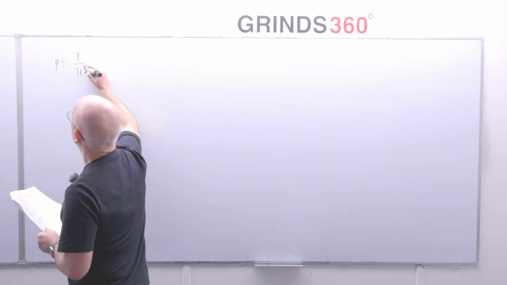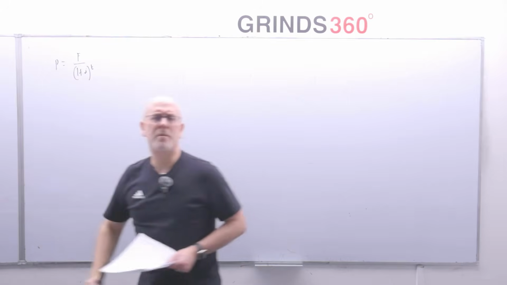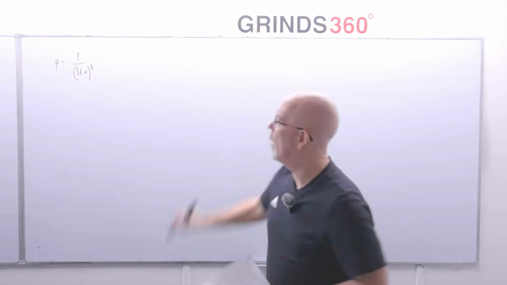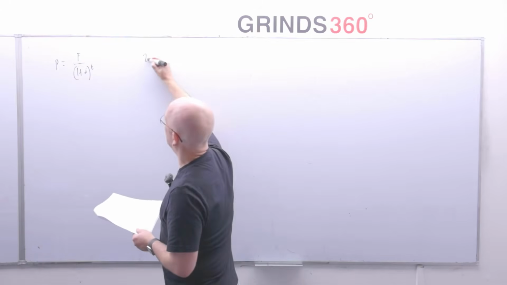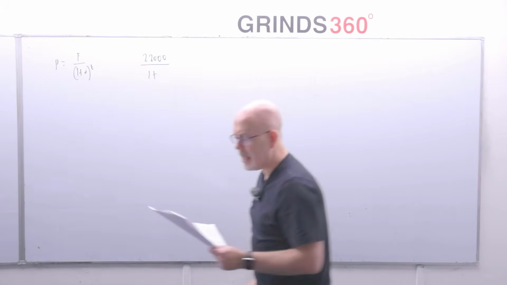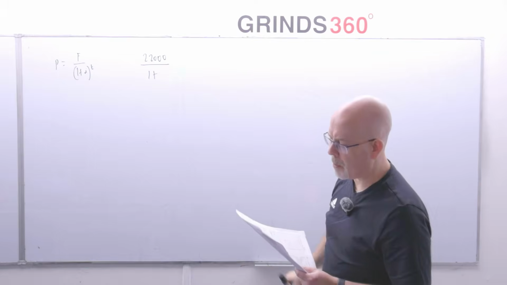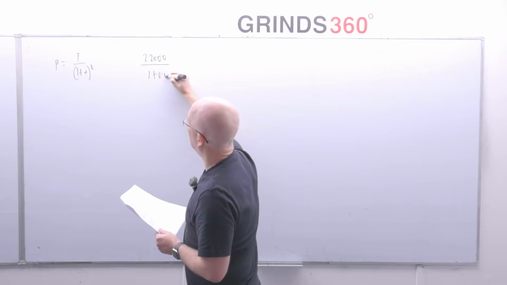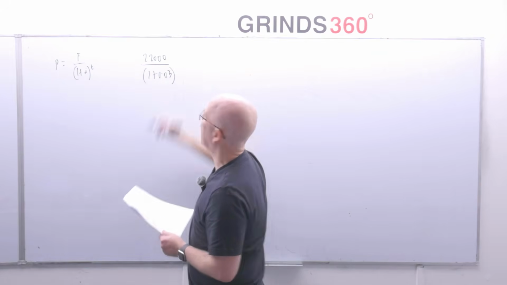Okay, so how much does he need to make that first payment? Well, remember the sum of money is 22,000 euro. 1 plus i, well, i is the interest rate as a decimal, so it's 3%. As a decimal, that's 0.03. And just be careful here.